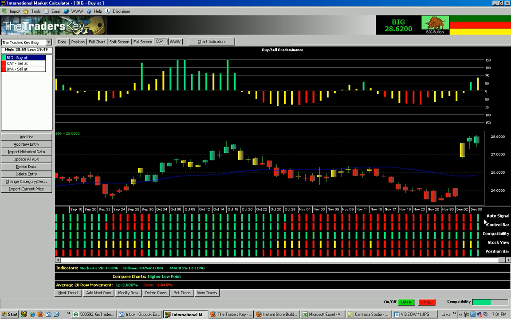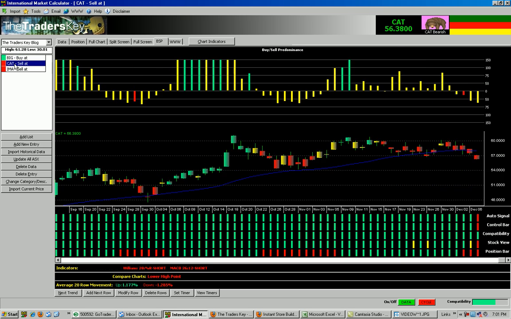Now down here we have auto signal, first green bar, control bar, first green, compatibility is good, which is confirmed down here. The stock view has gone bullish. There's a big green bull up there, and the position bar has been two greens. So to me that's a nice clean buy signal. So I've placed an order to buy on the open at market, 100 shares, going all out here. It closed at 28.62 as you can see.